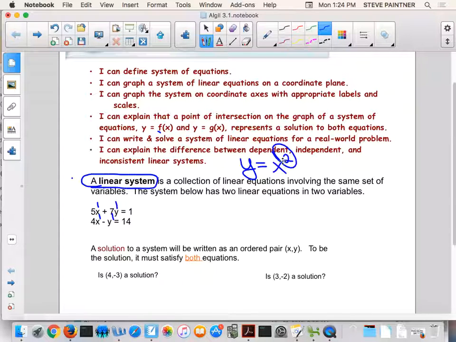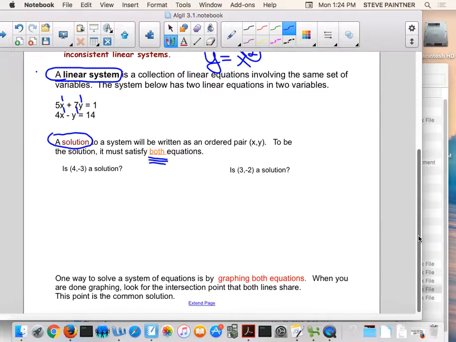You have to find the answer to this system. What's the answer? It's right here. A solution to a system will be written as an ordered pair (x, y). To be the solution, it must satisfy both equations. So here's my first question. Is (4, -3) a solution to this system up here? How would you know? Plug it in.